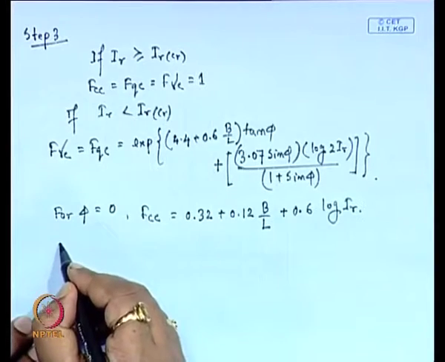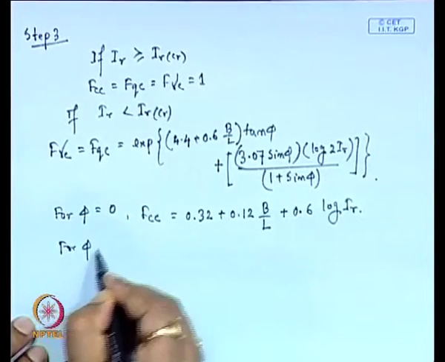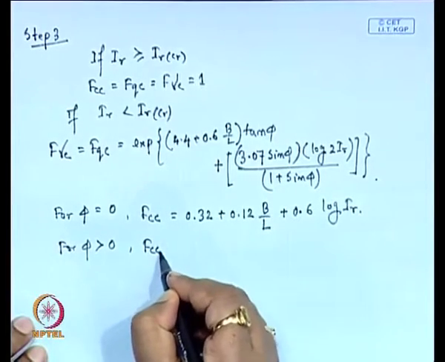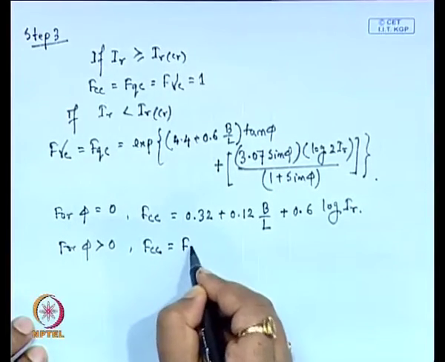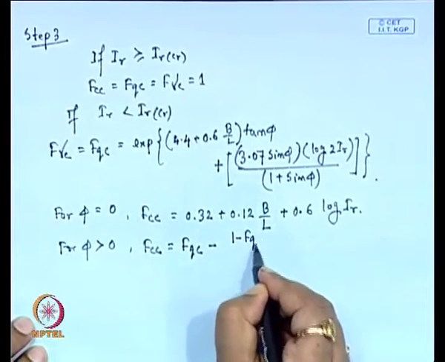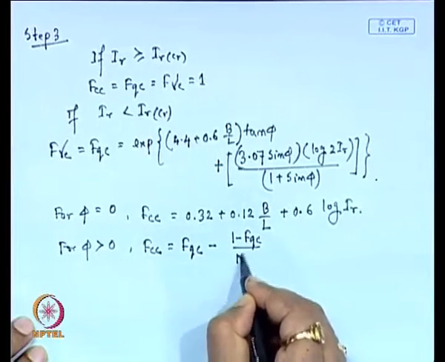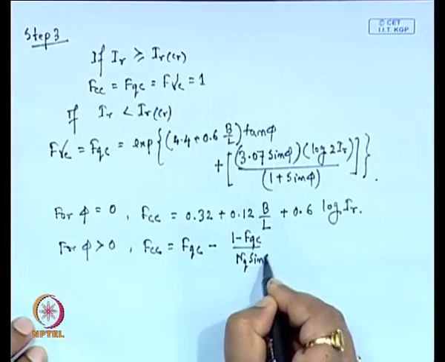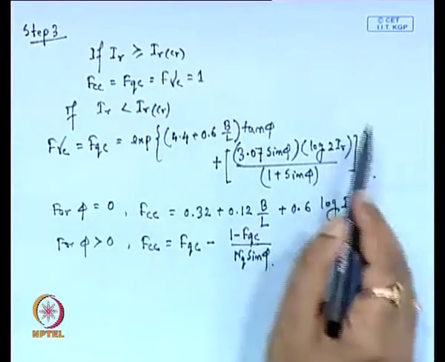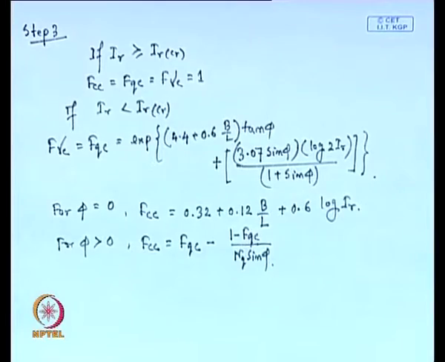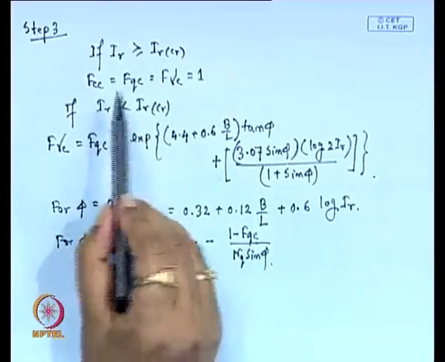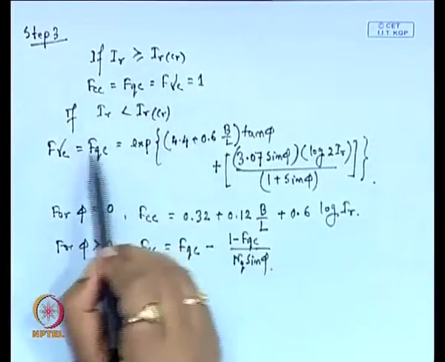Now, if phi is greater than 0, then FCC is equal to FQC minus (1 minus FQC) divided by NQ into sin phi. So, now these are the different compressibility factors. Now, for different conditions this value will be different.